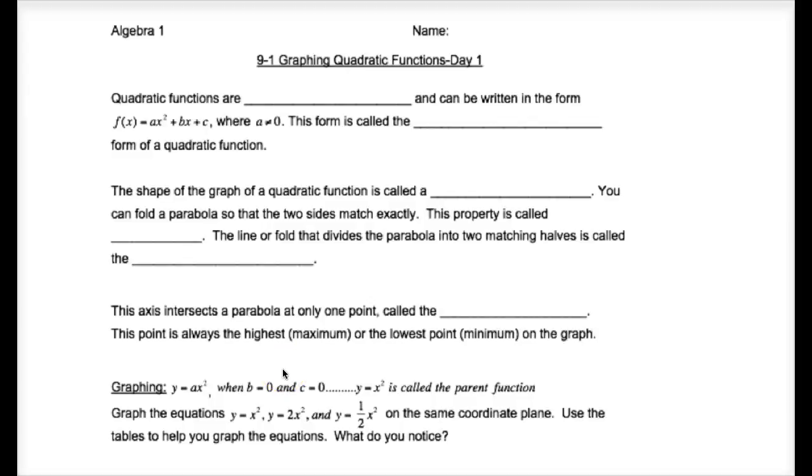Guys, hey, we're going to spend three, possibly four days on just 9.1. This is the beginning of it. And again, we're going to show you guys some pretty cool tricks.